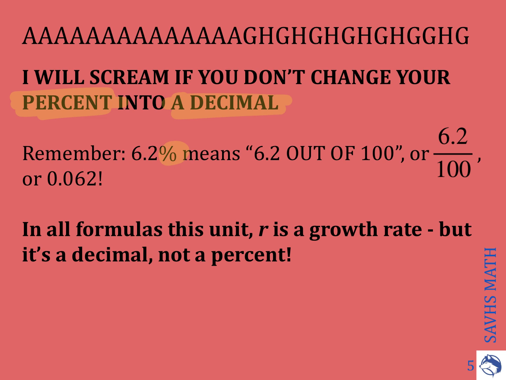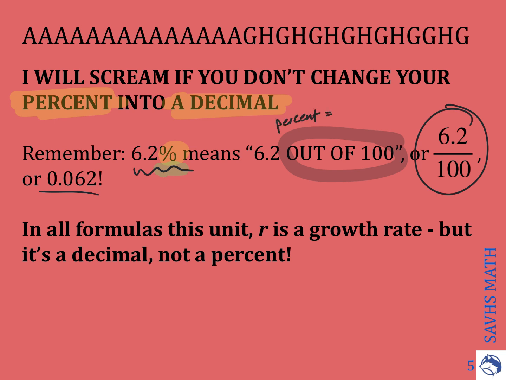I wanted to just review that the word percent means out of 100. And so if we see the number 6.2 as a percent, what that means is 6.2 out of 100. And 6.2 out of 100 is 0.062. It is not just 6.2. So we need to just remember that the word percent means out of 100.